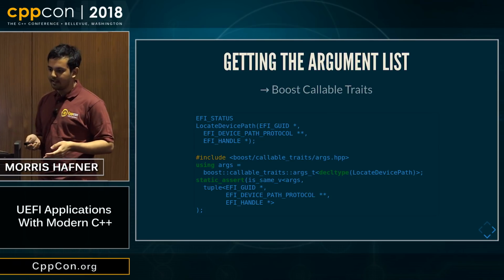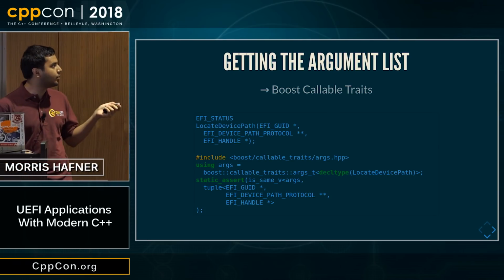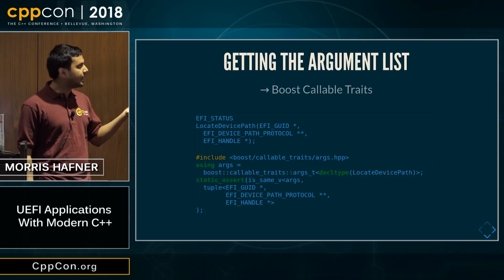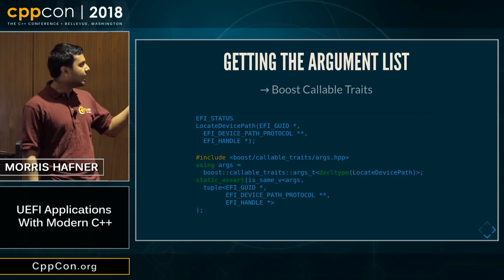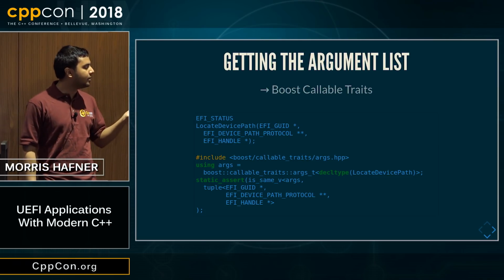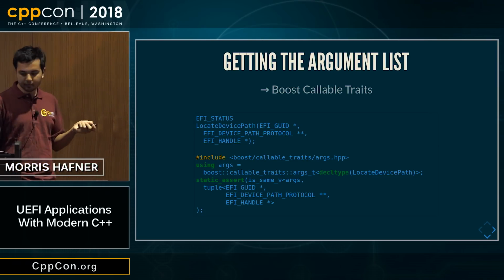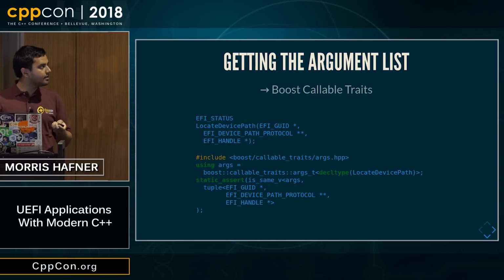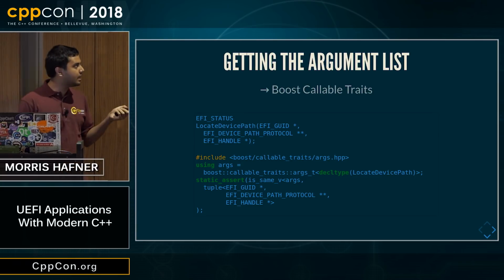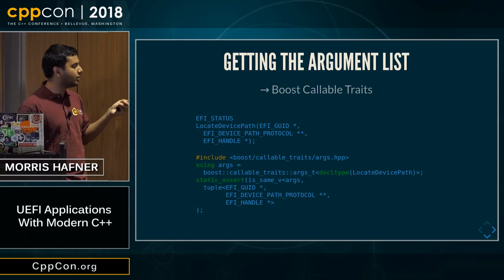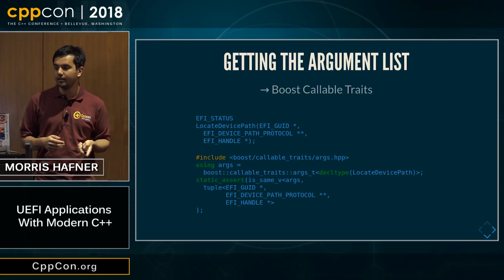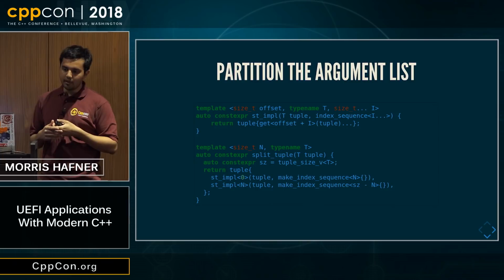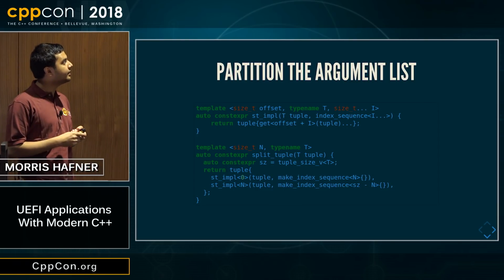It has a really nice type alias called argst, where you pass in a callable, in my case locate device path, or the type of locate device path, and then it returns a tuple with all the arguments. And then with this, the next step would be to split up this tuple so we have our inputs, the mutables, and the outputs separated. And we can do this with a cons_expr function like that.